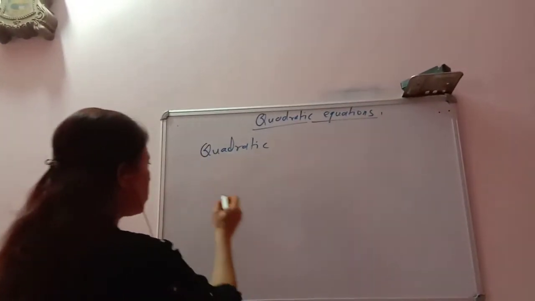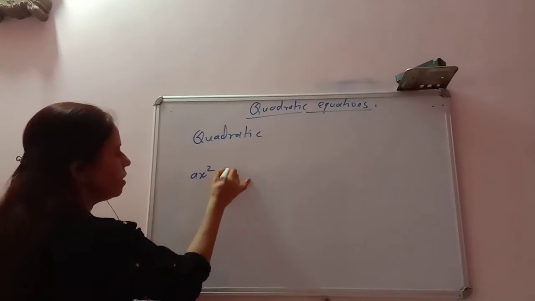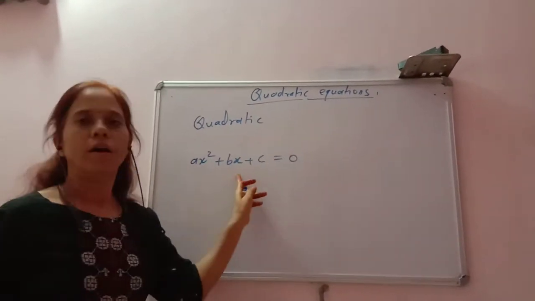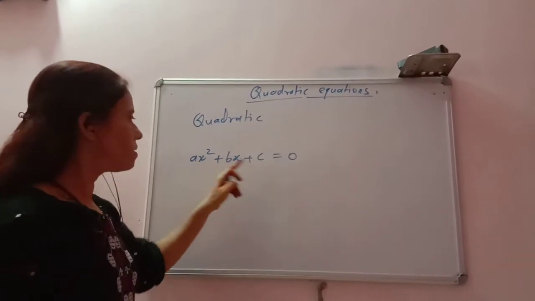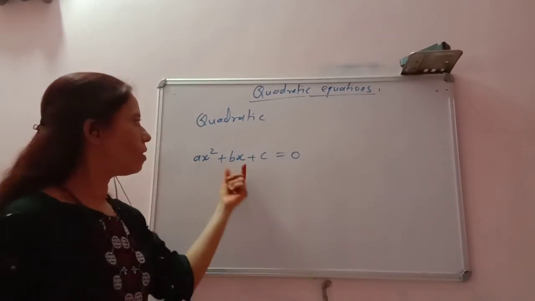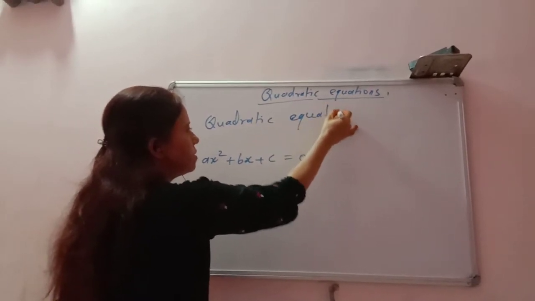The equations which can be represented in the form ax square plus bx plus c equal to 0, where a, b, c are real numbers and a is never equal to 0, are known as quadratic equations. So what is meant by quadratic equations?